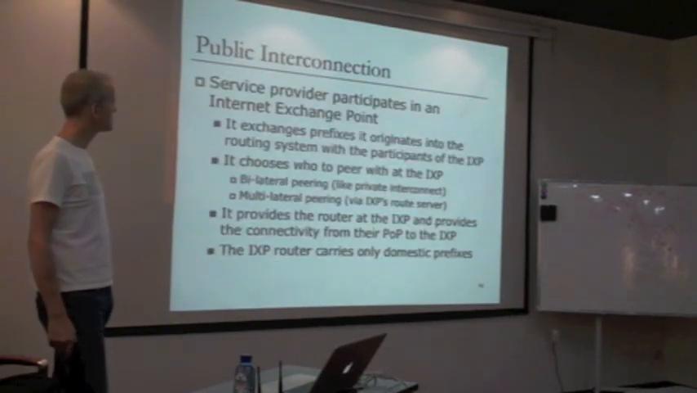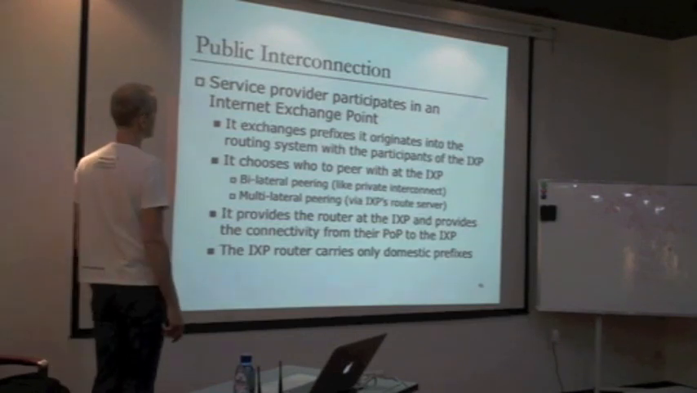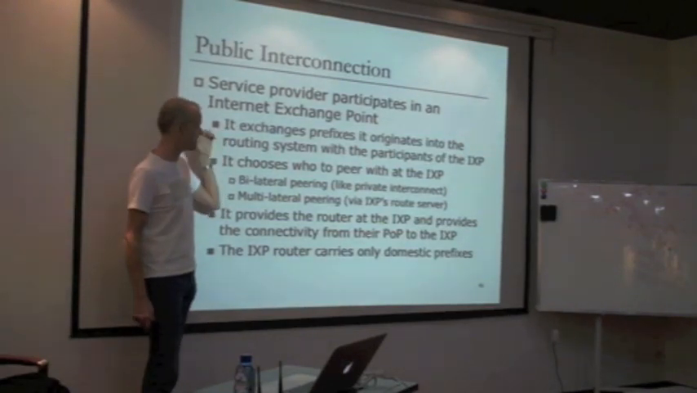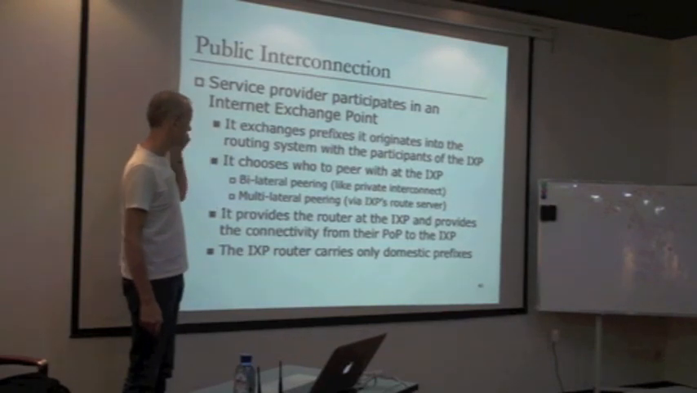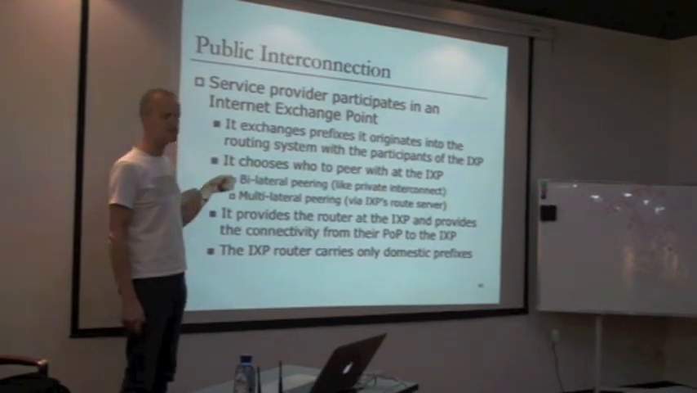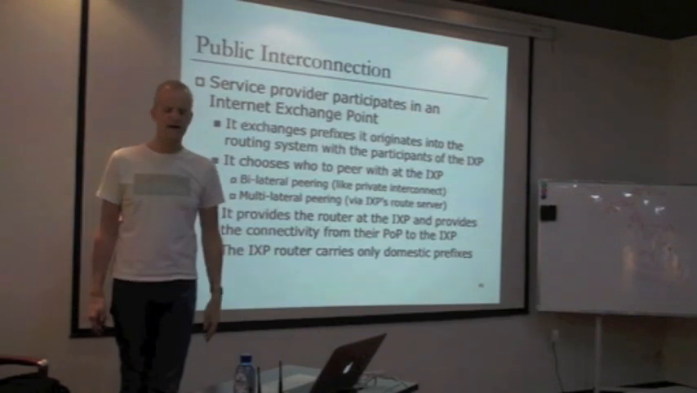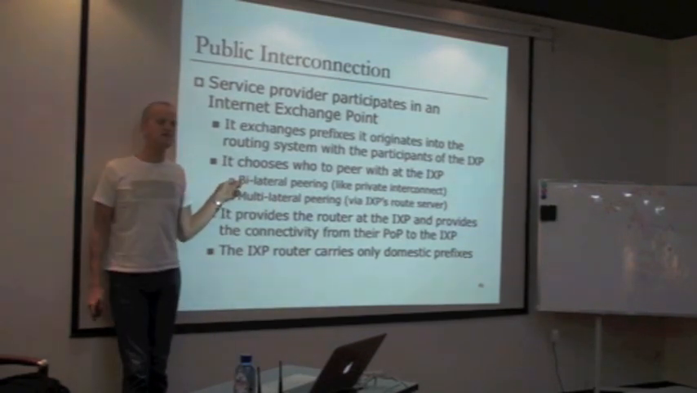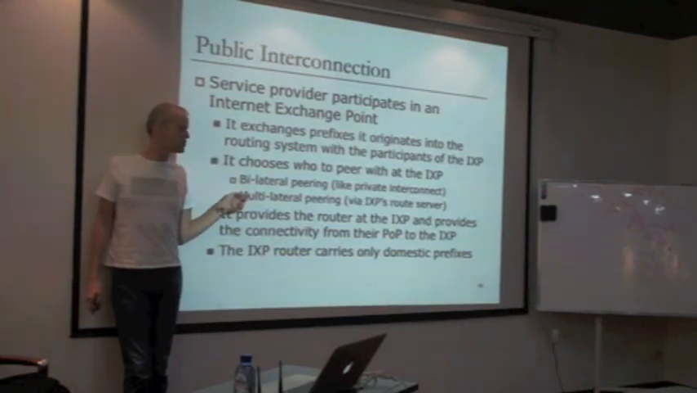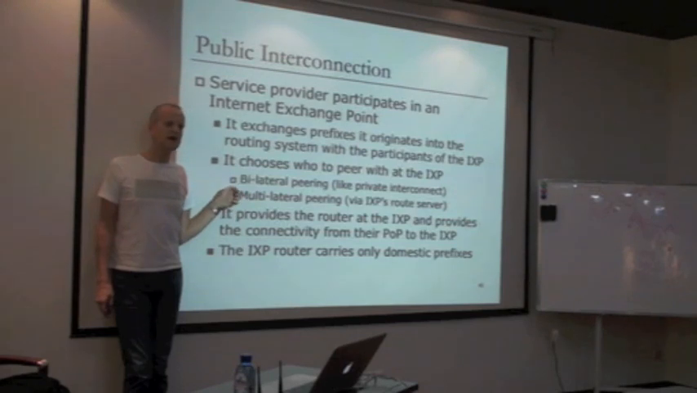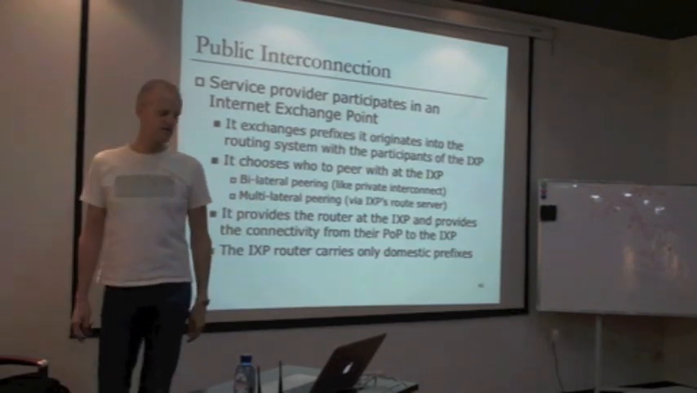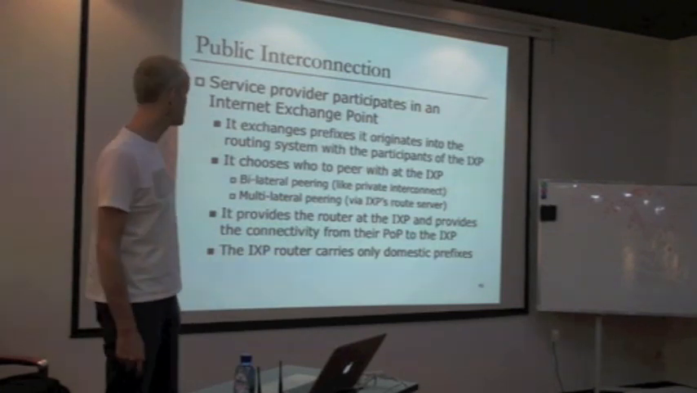For the public interconnect, where the service provider goes to an exchange point, exchange prefixes, it originates into the routing system. The ISP will choose who to peer with. You don't have to peer with everybody at an exchange point. Bilateral peering is like doing private interconnect. Multilateral peering: if the exchange point provides a route server, then they provide all the prefixes of everybody who uses the route server. So those are the two that you get.